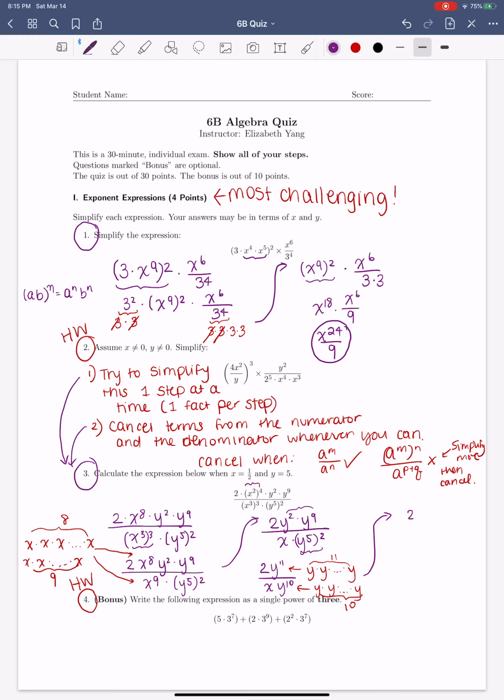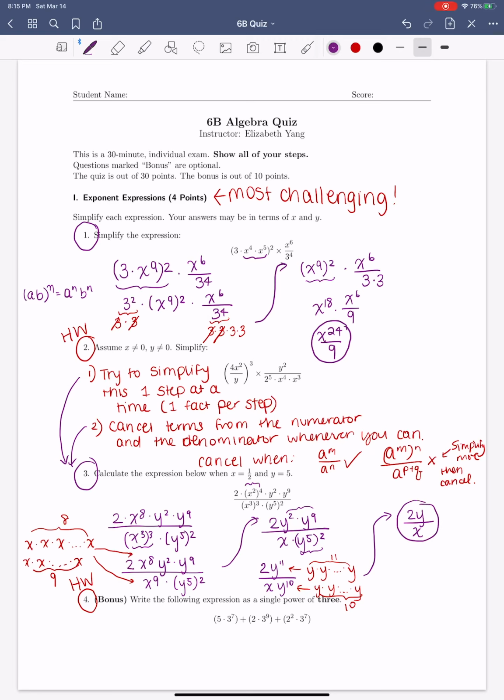This tells us we're going to end up with a single y left over in the numerator, but there are no more y's in the denominator. So now I have the expression 2y divided by x. The last thing we need to do is plug in the numbers. So we're almost done, which I shouldn't have circled just yet.